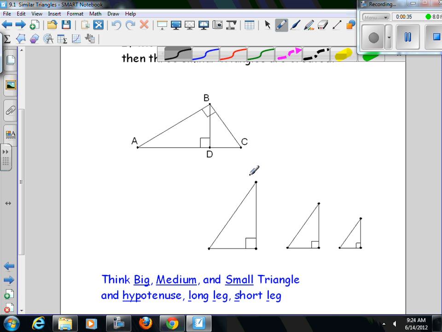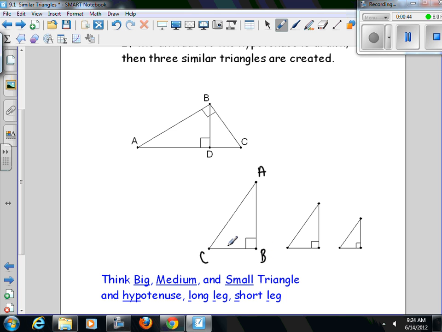I'm going to label these triangles that actually come from this diagram. This is triangle ABC, which is the bigger one. The medium-sized one is ADB. And then the smaller one is BDC.